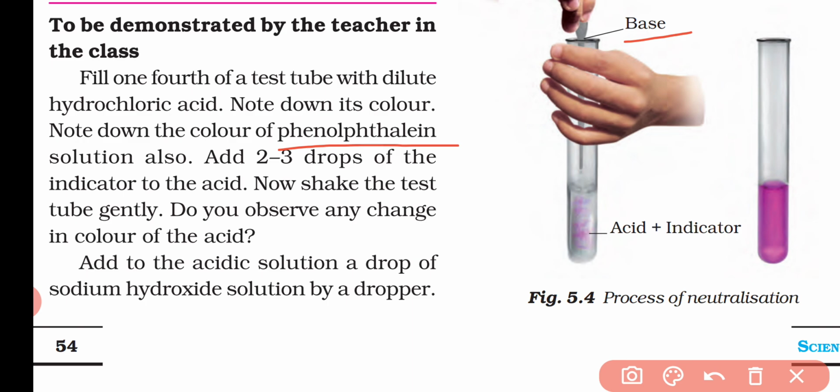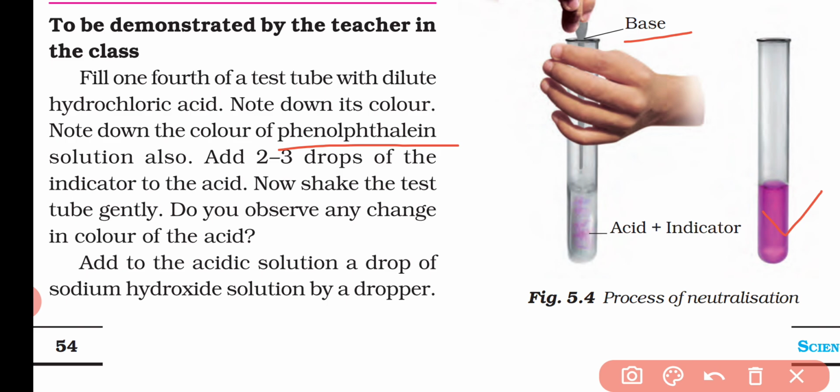As you are pouring the base inside it, whenever the neutralization reaction occurs, salt and water will form, and it will also produce heat. So you can easily check by touching the test tube. When you touch the test tube, it will be quite warm. At the starting the color will be transparent, but when the acid is completely neutralized by the base, it will convert into pink color.